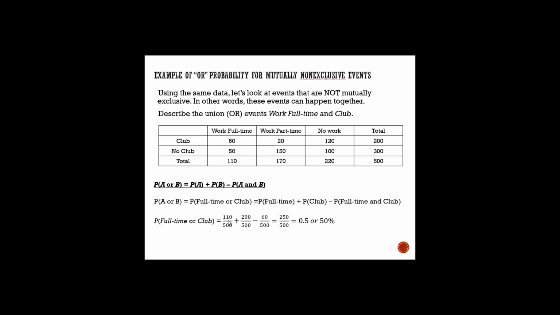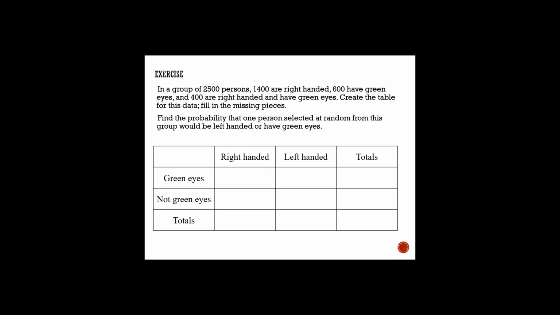Look, all the denominators are the same. I just do the math with the numerators. I say 110 plus 200 minus 60. And I end up with 250 over 500, 0.5 or 50%. Now look, this will always happen this way when you're doing it. If you do the numbers correctly, you'll always have the same denominator. So you just do the math with the numerators and do the division at the end.